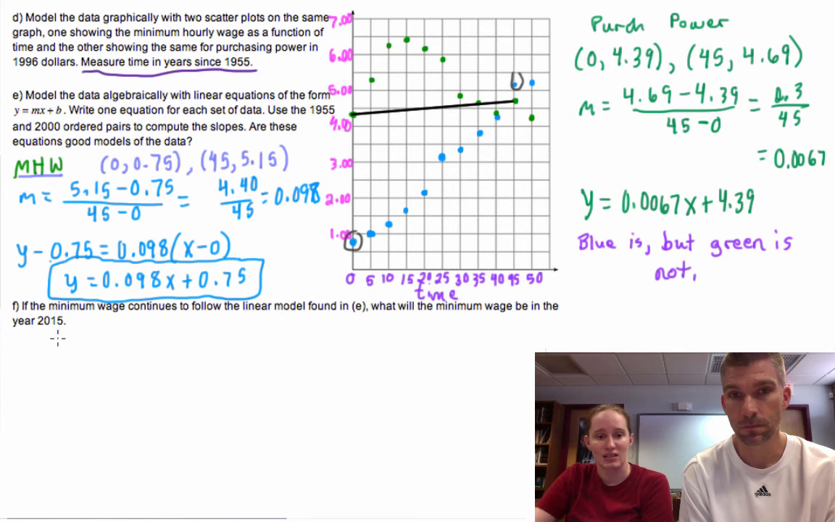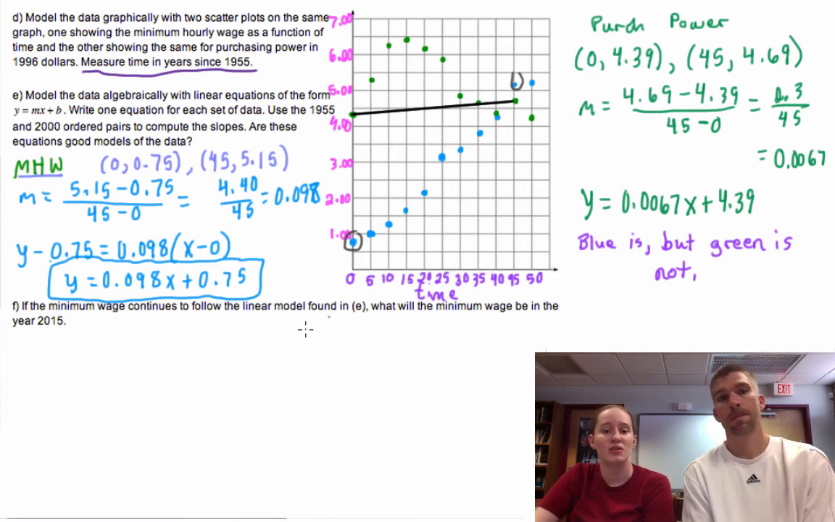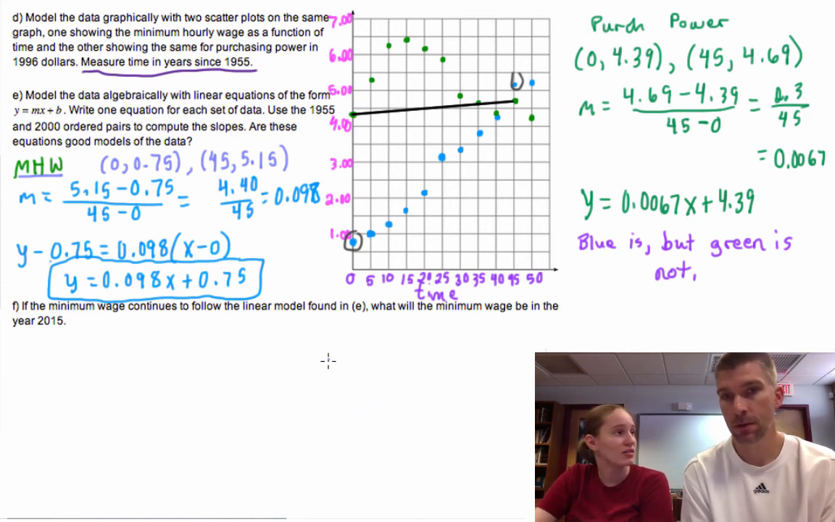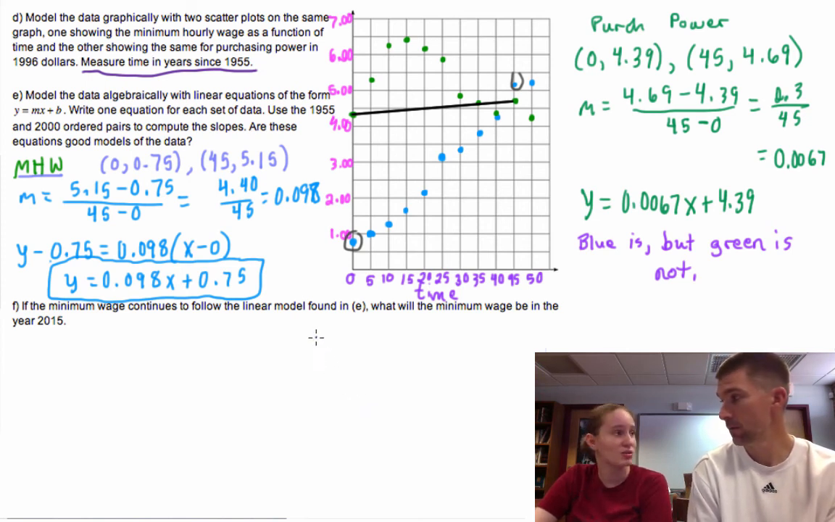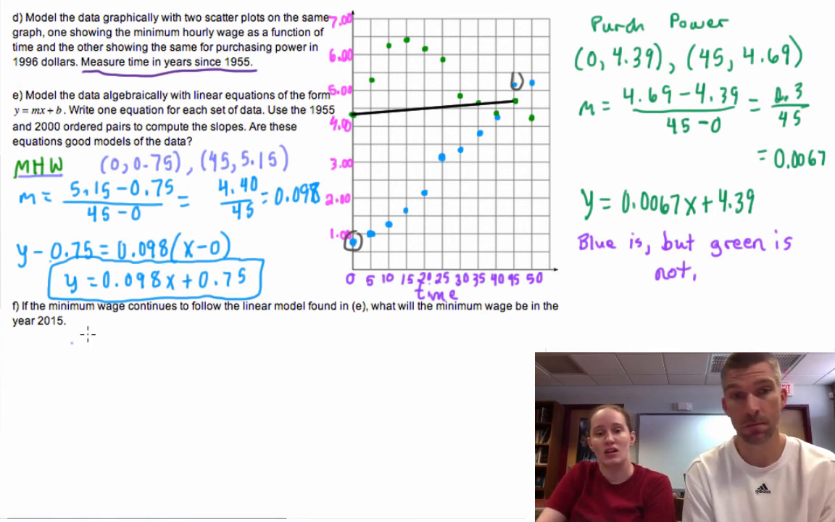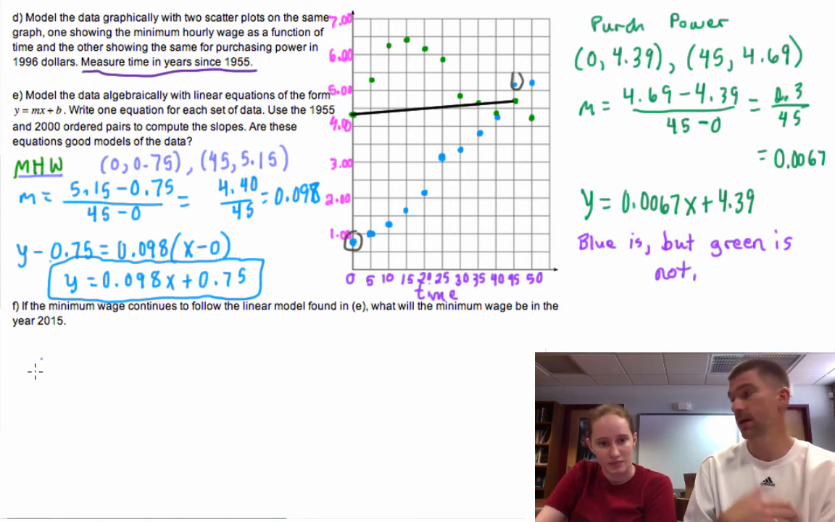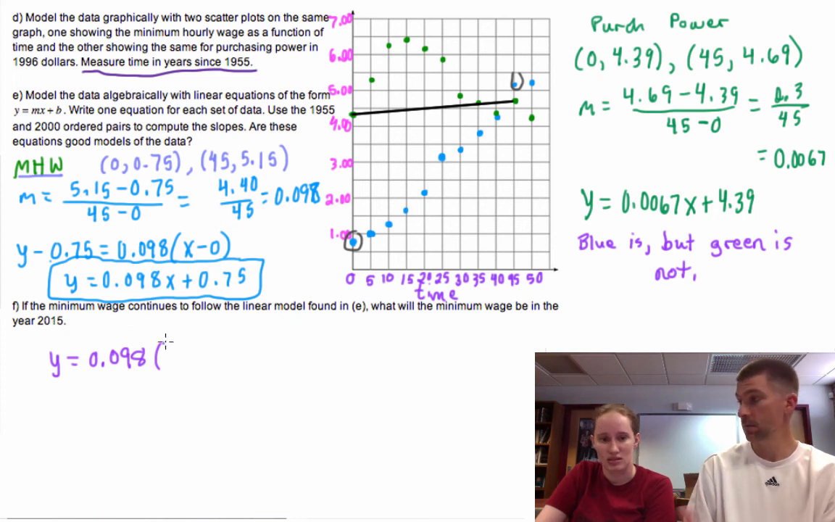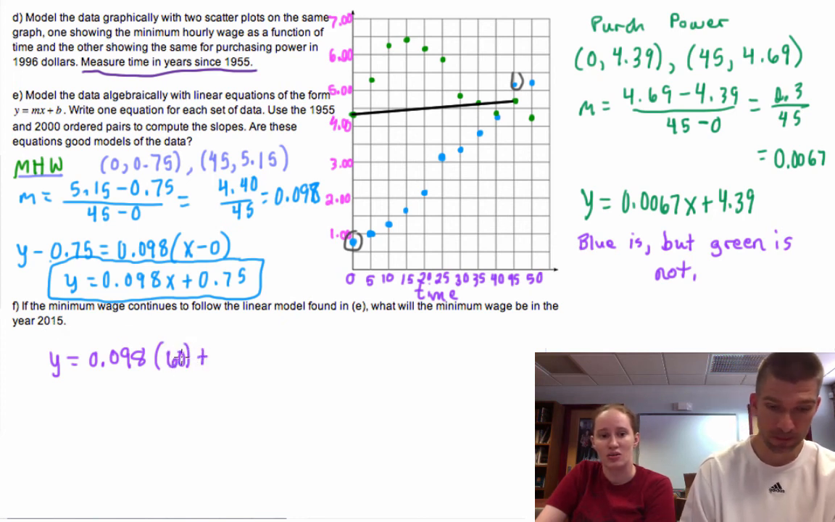And so last, if the minimum wage continues to follow the linear model found in E, what will the minimum wage be in the year 2015? Now, this is just around the corner from us. Actually, it's 2014. We can see if it's going to line up. So we would take this model right here. We'll use that one and not the one I found on my calculator. How many years is it from 1955 to 2015? That's 60 years. So that's what goes in for X. You would not want to put 2015 in for that. And you just figure out what this is.